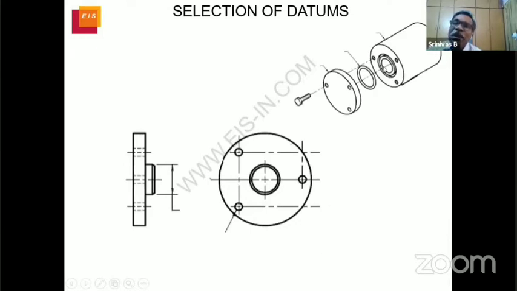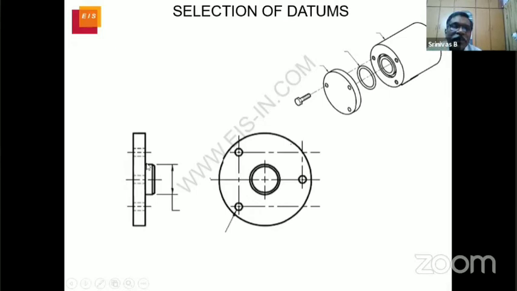This is the assembly. This particular part is this. Are you seeing, sir? This is the part. It has been shown here separately. There is a washer or something like that. This part is going and butting. Now, what is the datum as per functionality? From the functionality point of view, primary datum is this.